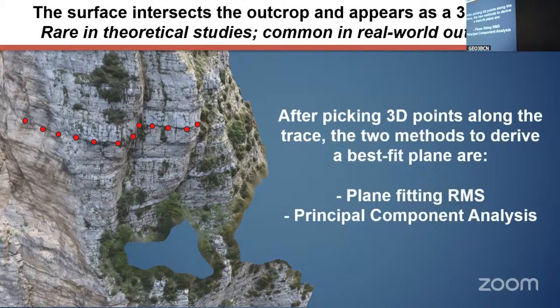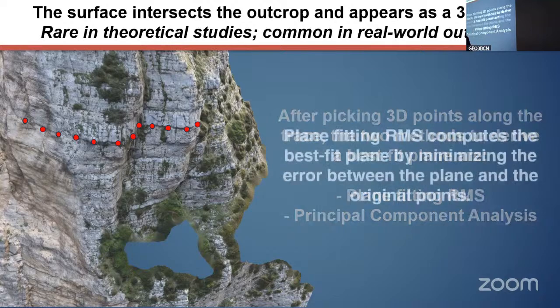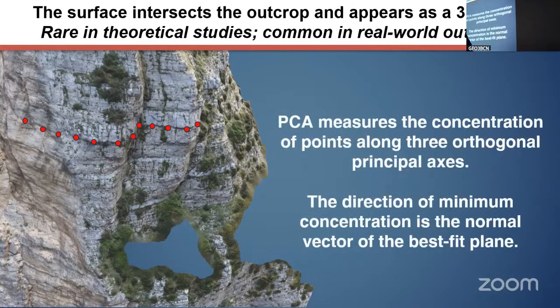There are essentially two types of approach to extract a plane from a set of points. The first is the so-called best fitting plane with a root mean square (RMS) analysis, and then by far mostly used is the principal component analysis or tensorial analysis. Well, we skip the RMS. The principal component analysis measures the concentration of points along three orthogonal directions. And the direction of minimum concentration is the normal to the best fit plane. Essentially, I measure the minimum concentration, and the minimum concentration is the pole of the best fit plane.